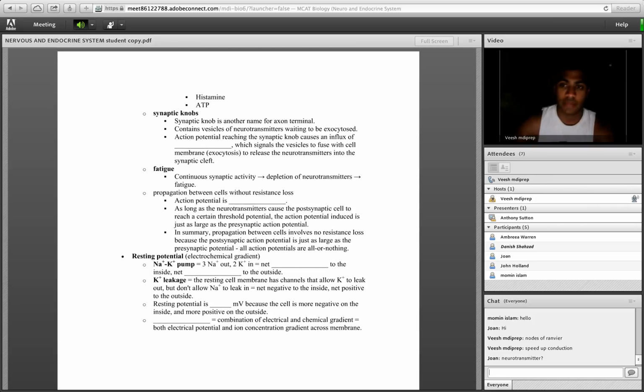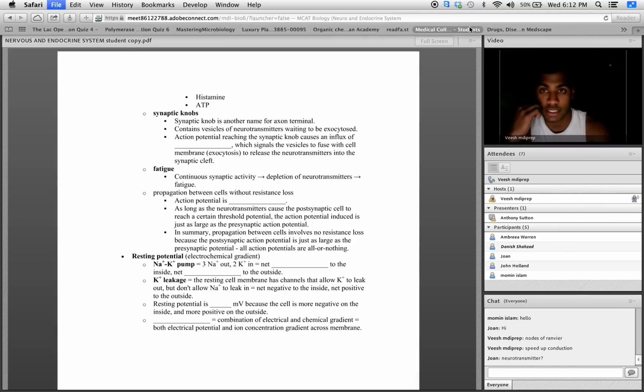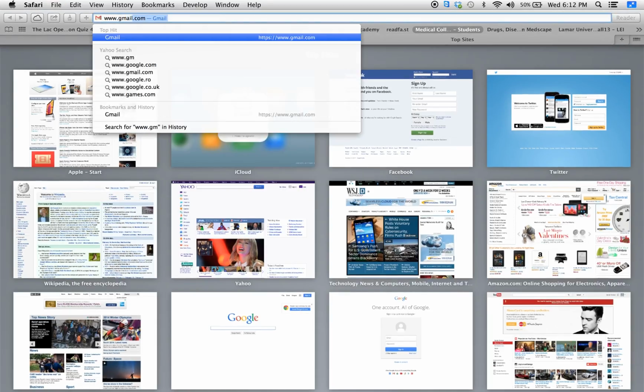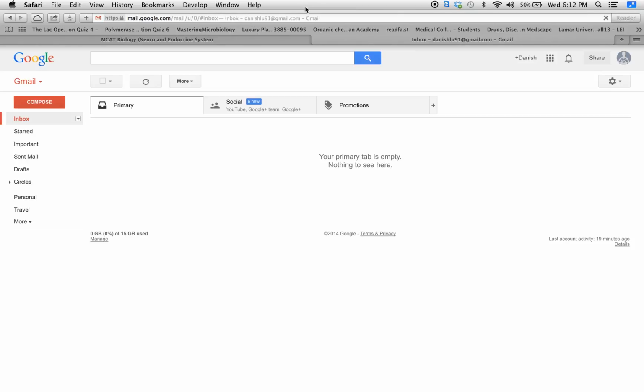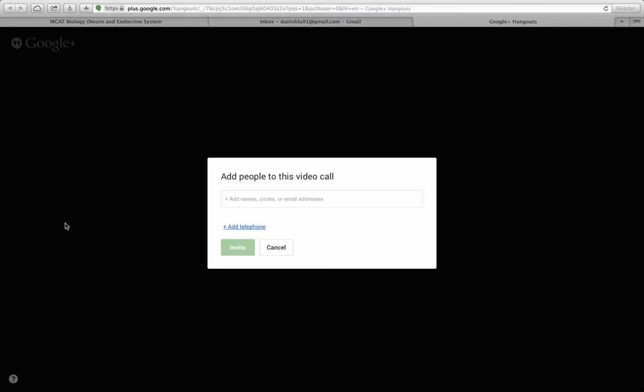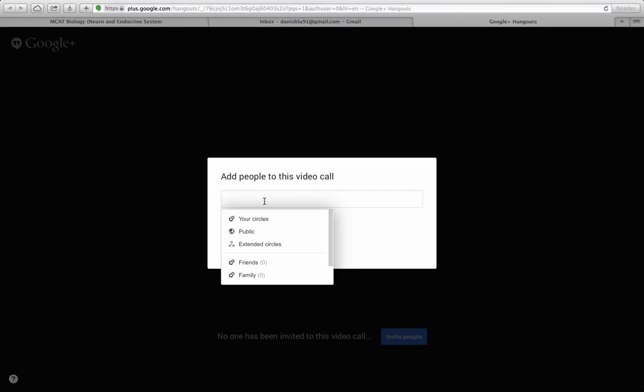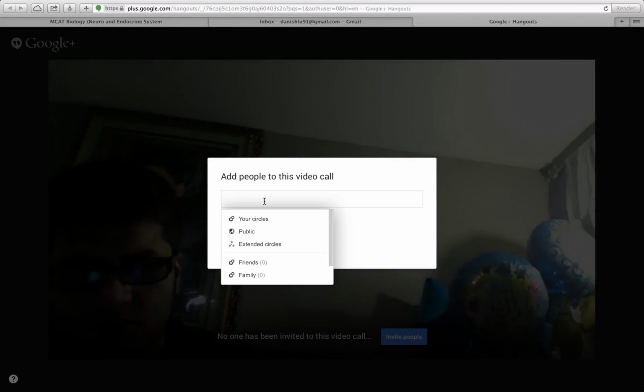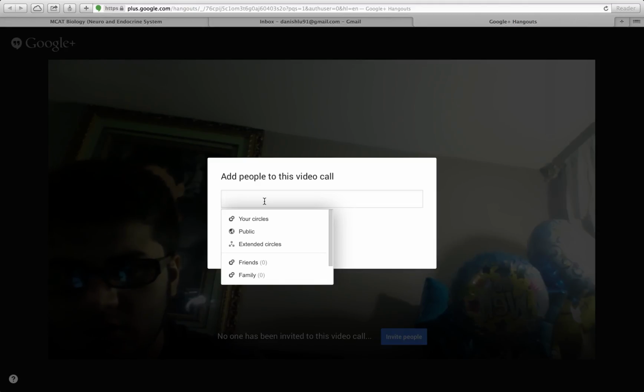Okay, so the synaptic knob, we talked about it a second ago. That's just another name for the axon terminal. The synaptic knob contains vesicles of all the neurotransmitters that are waiting to be exocytosed. Whenever the action potential arrives, it causes an influx of calcium, which we already talked about, and that signals the vesicles to fuse with the cell membrane and be exocytosed, thereby releasing them.